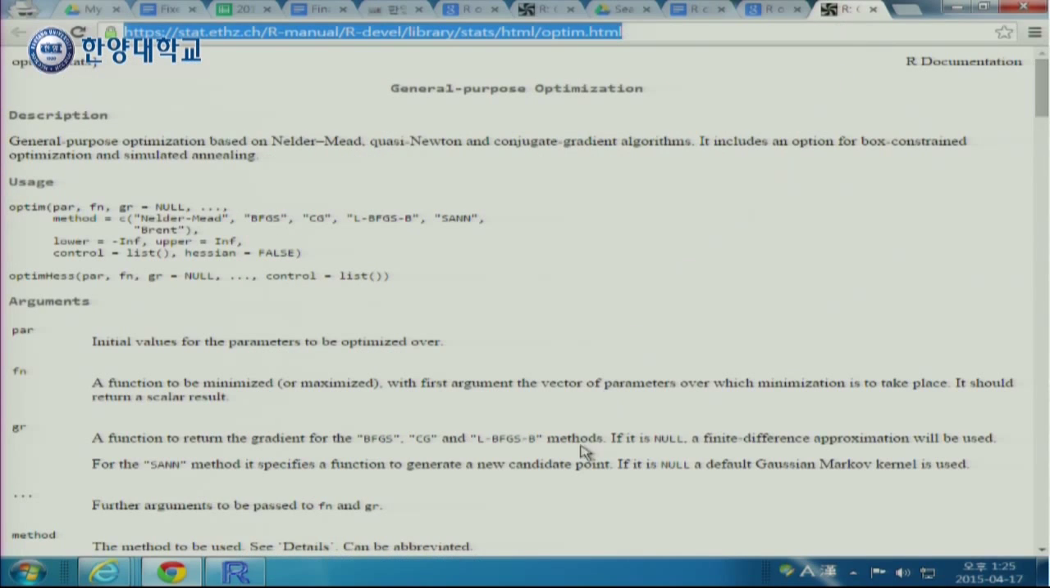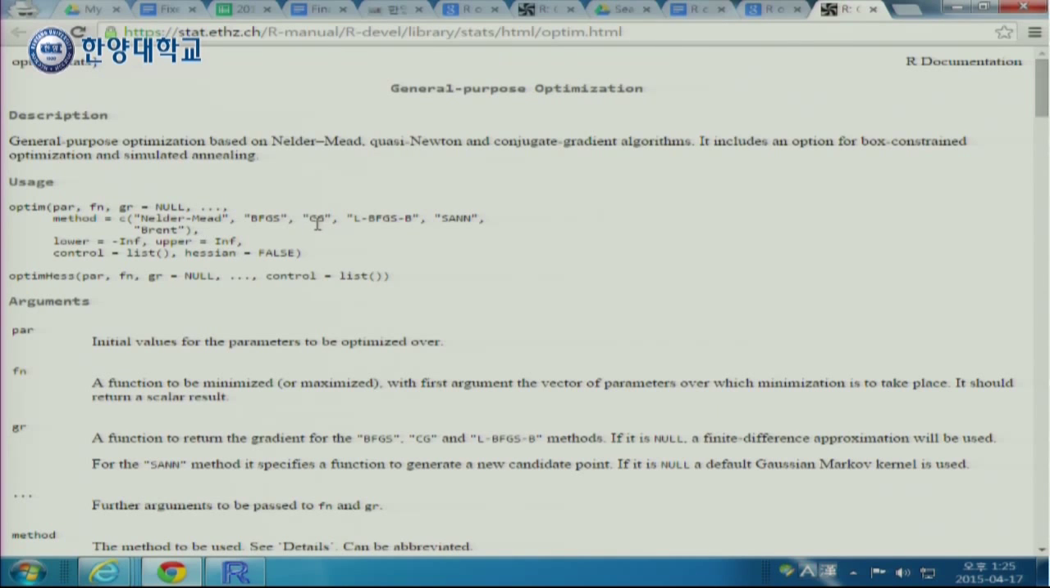Here, this is optimization. The par parameter is the initial value. So starting from this initial value, it finds the optimum, and fn is where you write down the function, and gr is the gradient. I think if you ever learned mathematical economics, you may know what a gradient is. But in this homework, you may not need gradient information. So simply you can write down NULL over here.